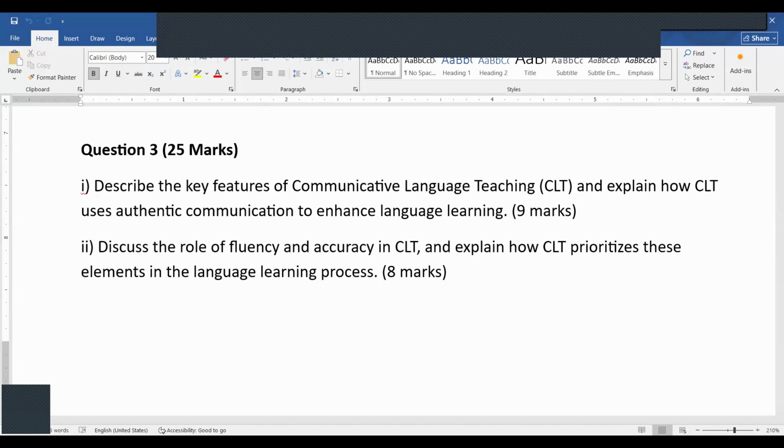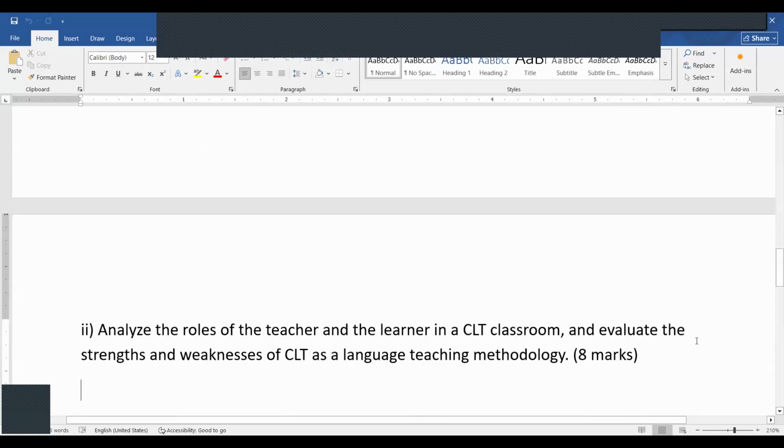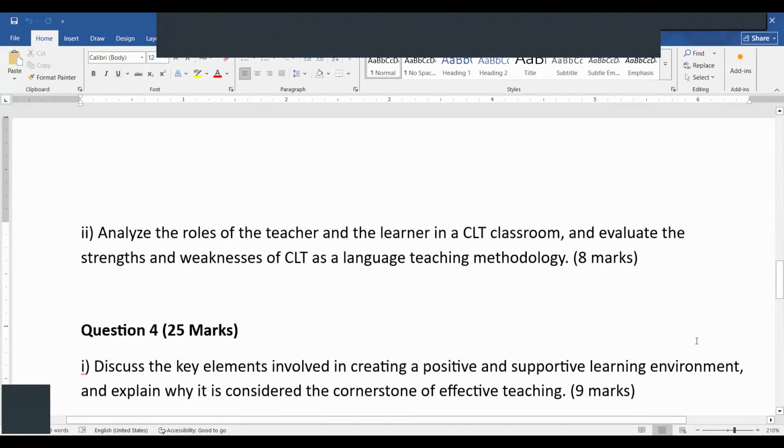The second question is, discuss the role of fluency and accuracy in communicative language teaching. There you can see that under communicative language teaching, fluency is focused on more than accuracy. Okay, we don't have much time, so we'll go to the third part. Analyze the roles of the teacher in the communicative language classroom. So what is the role of the teacher?